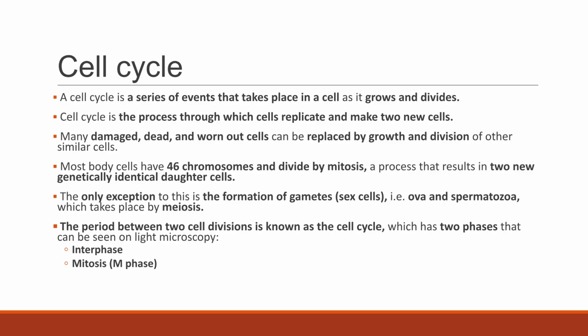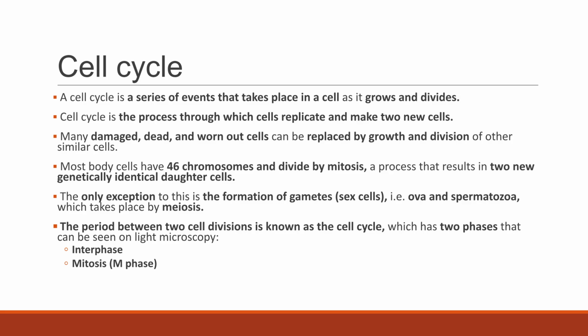The cell cycle is a series of events where a cell grows and divides, replicating to make two new cells. This process replaces damaged, dead, and worn-out cells. Most body cells divide by mitosis, resulting in two genetically identical daughter cells. Gametes, however, are formed by meiosis.